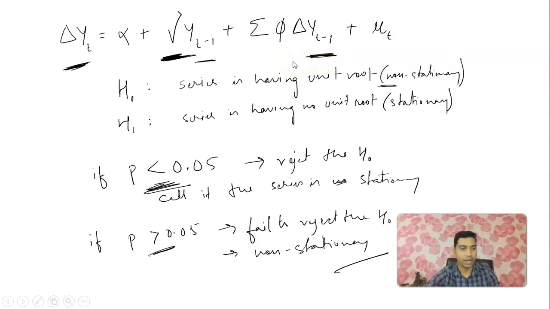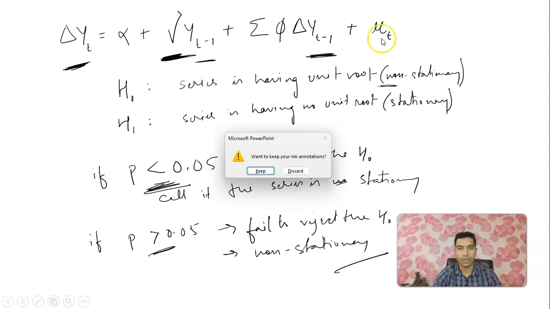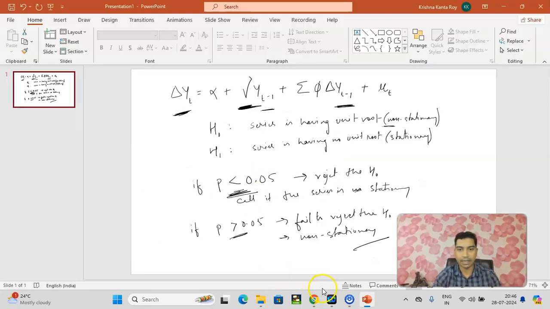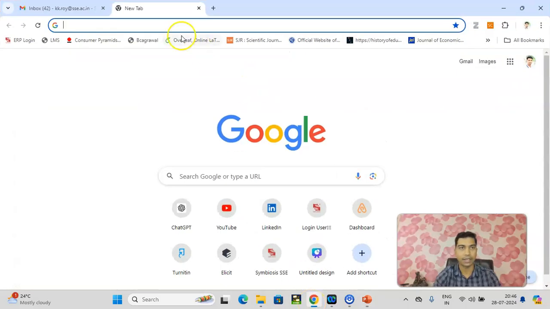Now let me quickly go to Excel and try to find a data set. Let's take a data set, let's say the historical stock price of Reliance Industries.